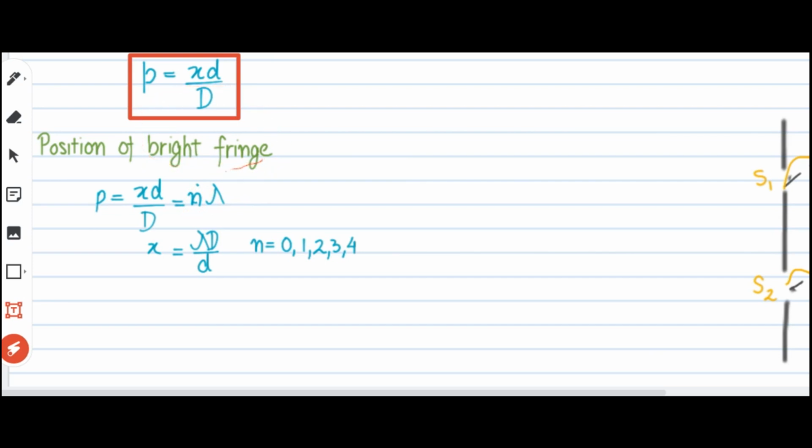So from here I can find out the position of the bright fringe. This x shows the distance of the bright fringe from the center of the screen. If I substitute these values here, D will go here, small d will come to the denominator. So I can write the position of the bright fringe x equals n times lambda D divided by small d.